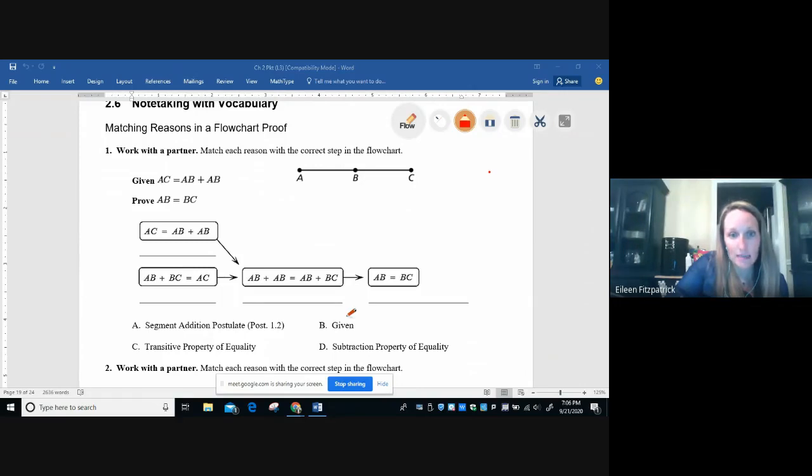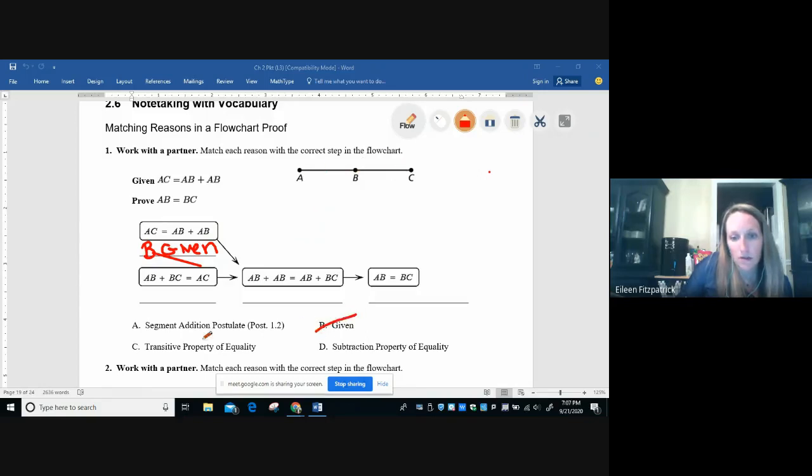The given is that AC is equal to AB plus AB, right? That's what was here. And that's this first statement here. So that's B, that's the given. All right. Then you can see the arrow is pointing here, and it's also from here. So we're going to go down and then over. This piece of information comes from the combined, okay? So down here, it says that AB, I'm probably looking at my diagram for this, AB plus BC equals AC.